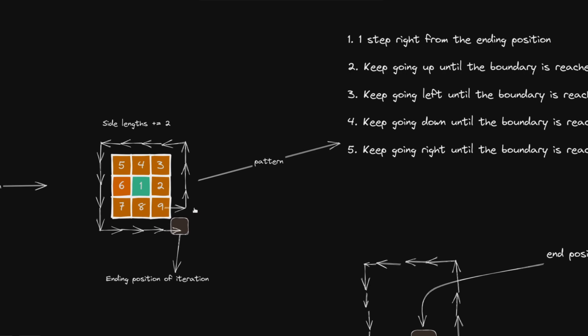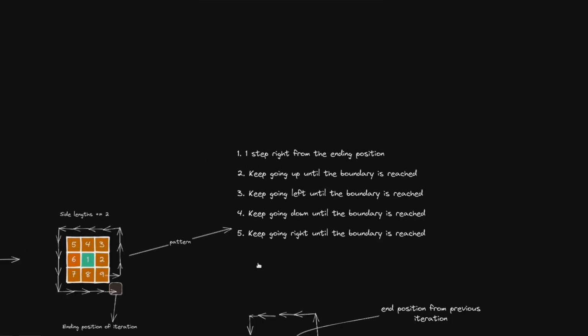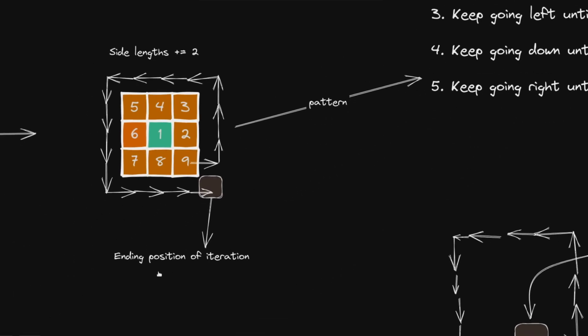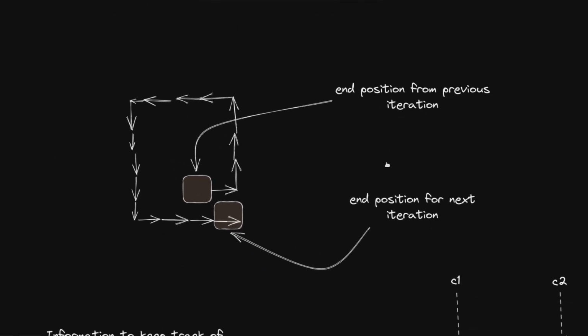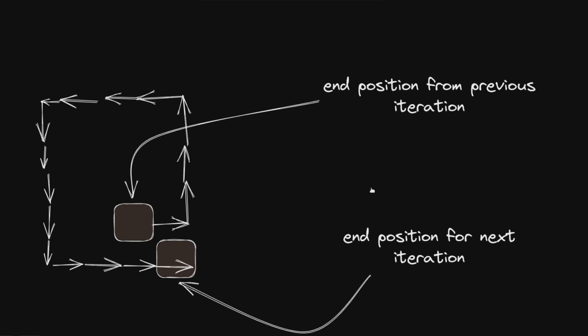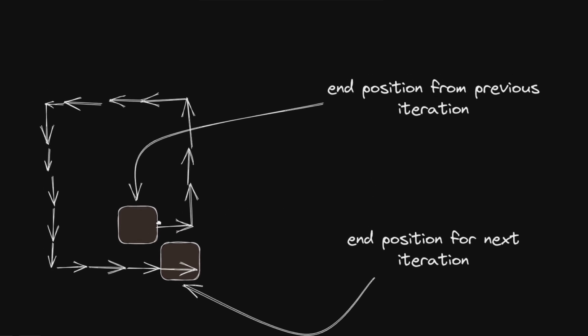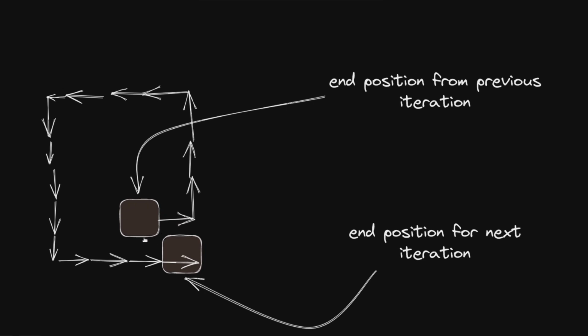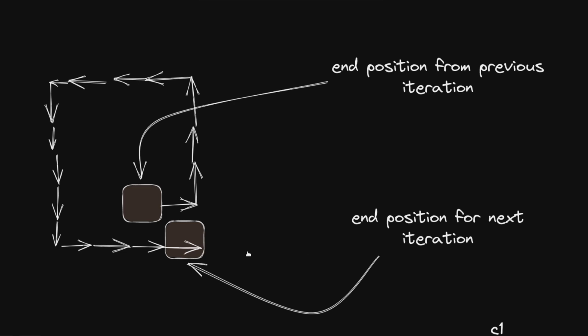The pattern was to go one step to the right, then up as much as possible, left, down and right respectively. And we are going to arrive at that iteration's ending position. So as you can see, this is the illustration for that pattern. We start with the cell of the previous iteration's ending point, and we simulate the process of going one step right, up, left and down and then right, and the ending position of this iteration will be used for the next iteration.